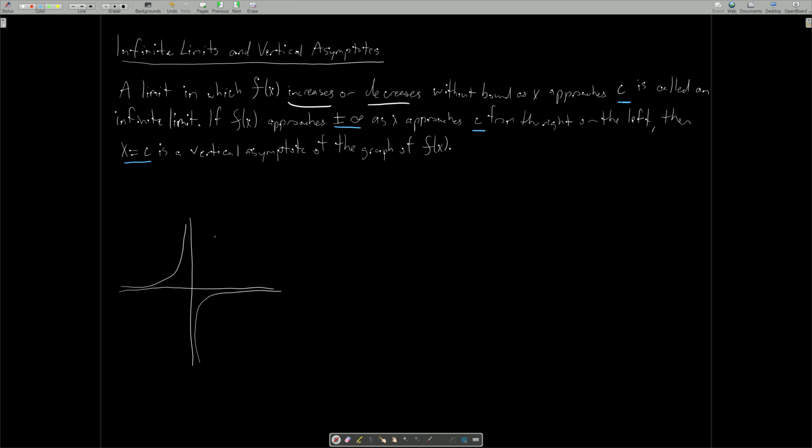So here's a quick example. Here we have the graph of f of x, and here at x equals 0, the graph sort of goes up to infinity from the left, and from the right it goes down to negative infinity. And here we call x equals 0 a vertical asymptote.